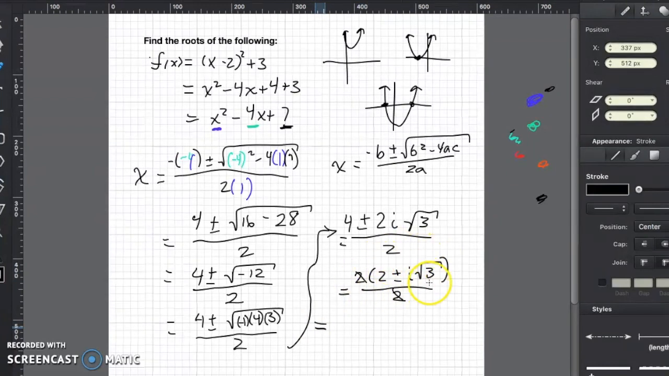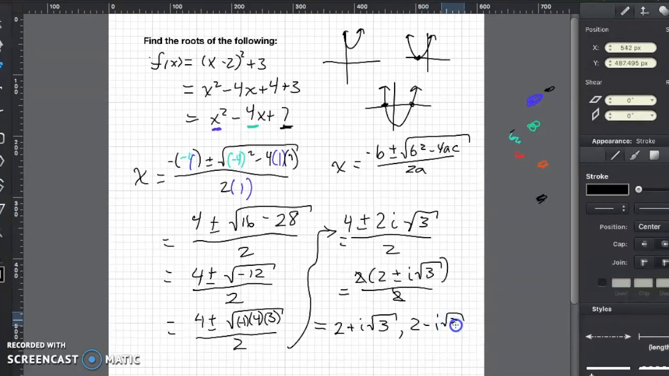And now I'm left with these two answers, right? 2 plus i square root of 3, and then I have 2 minus i square root of 3. And there you go. So those will be my two roots. So again, that's x equals, and there you go. Those two roots.